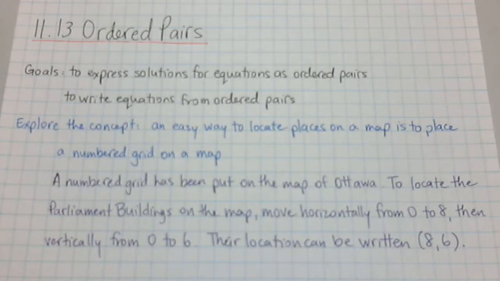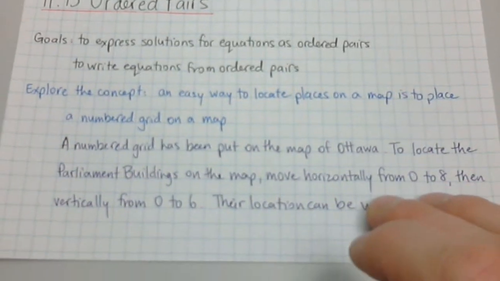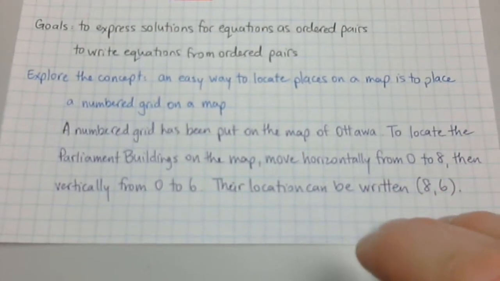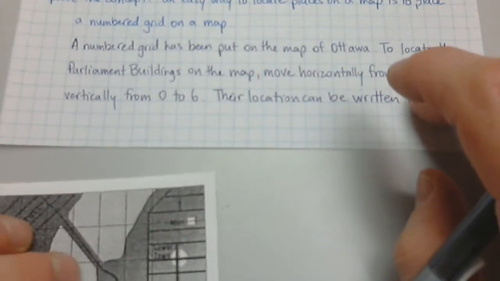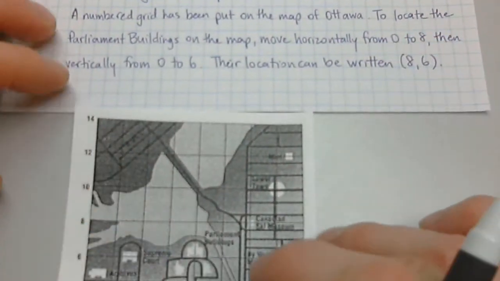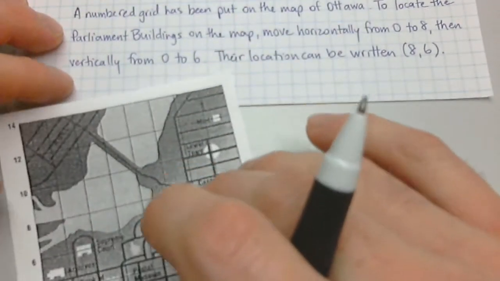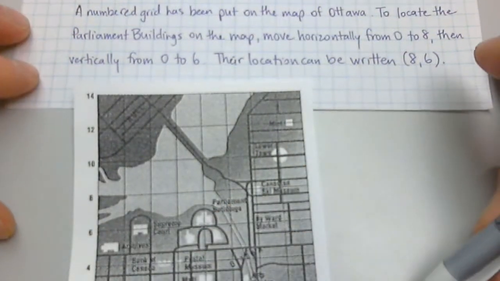And so what we're going to do is think about this. We're going to explore this concept that an easy way to locate places on a map is to place a numbered grid on a map. So what I have here is a little map of the capital region, of the Ottawa region.